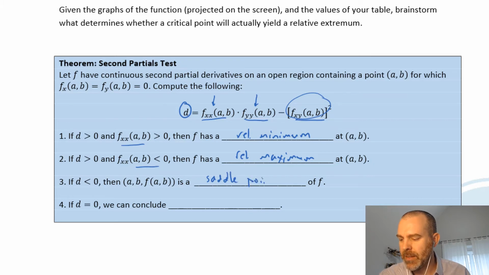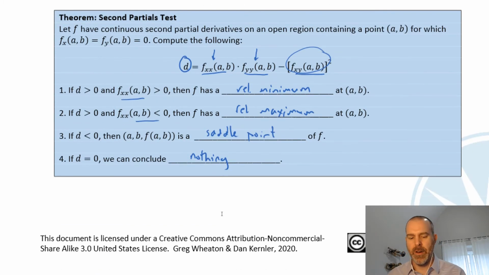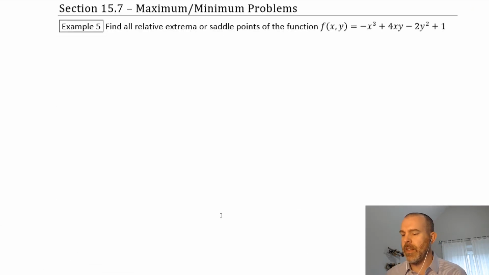And like a lot of these tests, if you end up right on the threshold of 0, then the test doesn't work and you can conclude nothing. So let's go ahead and do an example here. The critical points are a little more interesting than the last two, and then we're going to also try to determine whether they are saddle points or relative max, relative min. So let's find the partial derivative with respect to x.